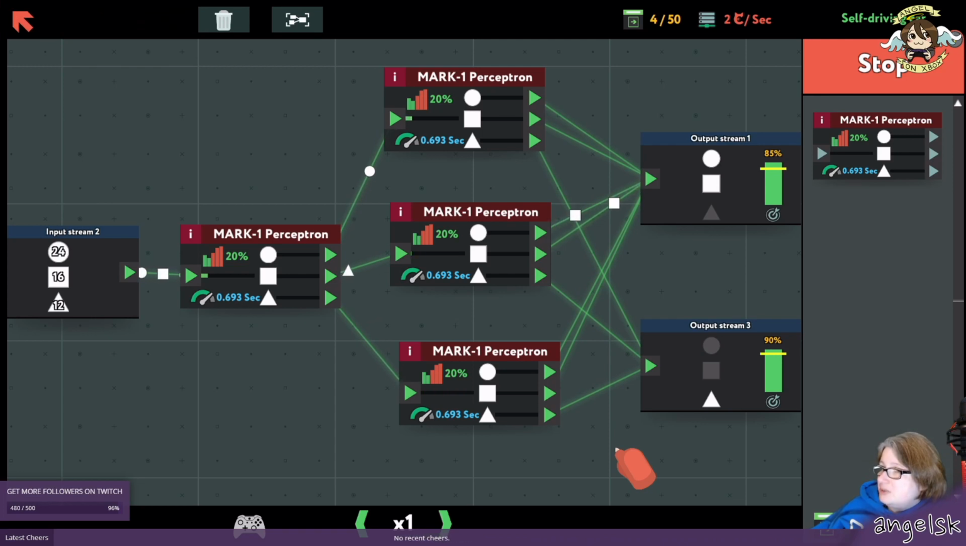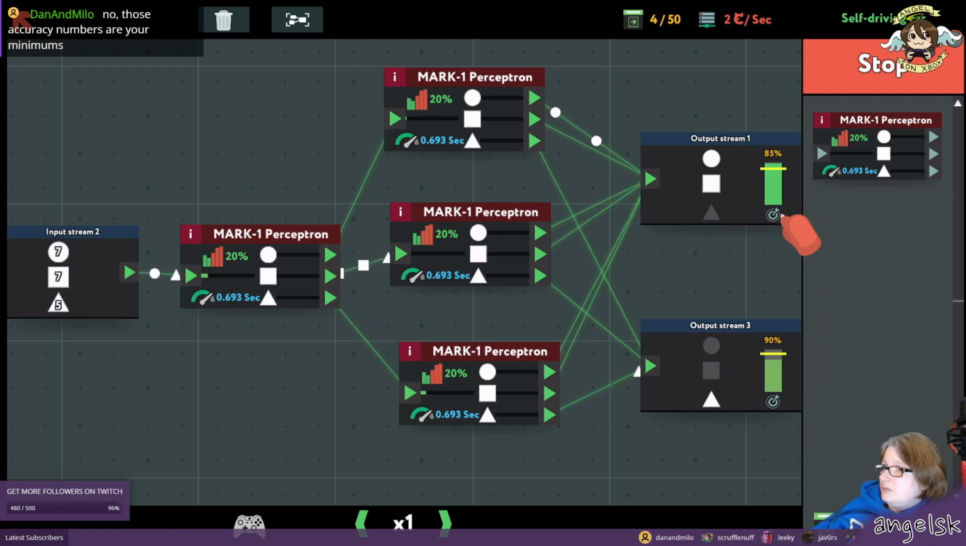85% accuracy, 90%. Still, with double nodes. Should I put triple nodes in? Oh, it wants 90%. Okay. It's not getting 90%. That wants 85. That seems to be doing quite well there.